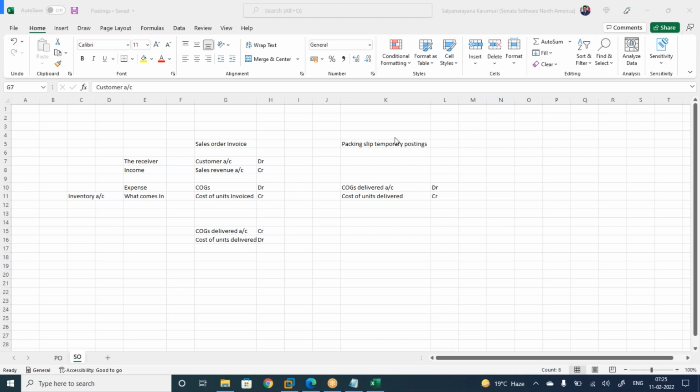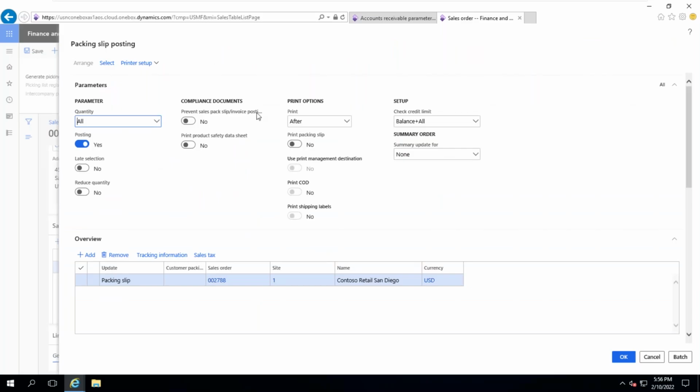So I'm doing the invoice now. The packing slip I have not posted. During the packing slip it got stuck, so I stopped there. So I'm doing post packing slip.